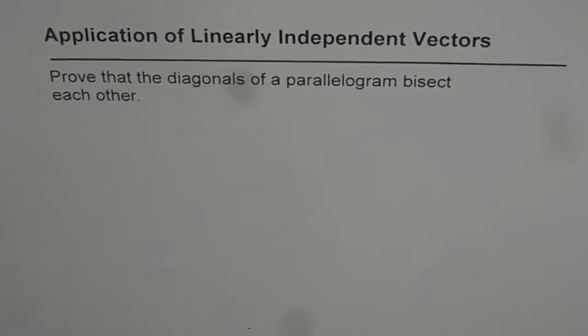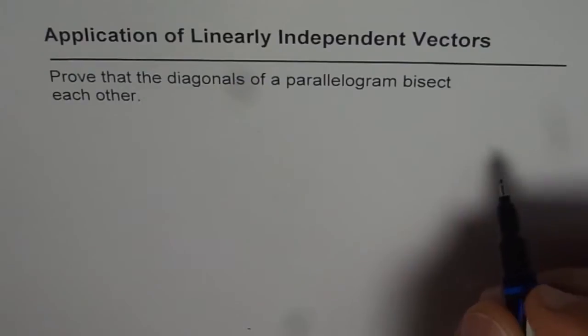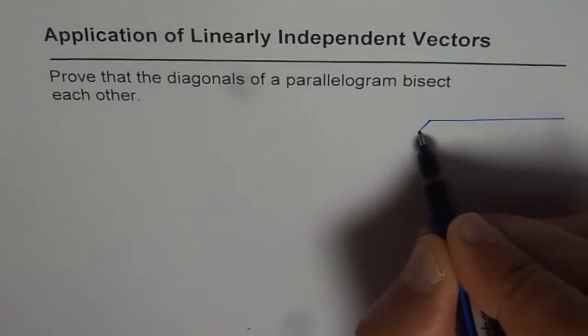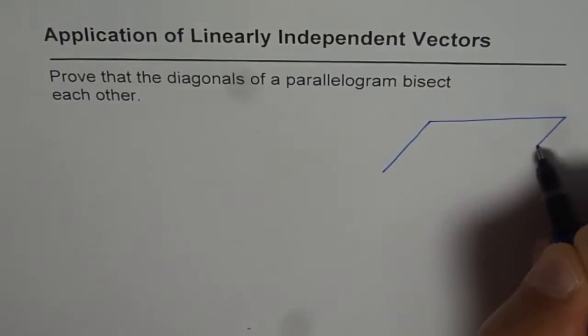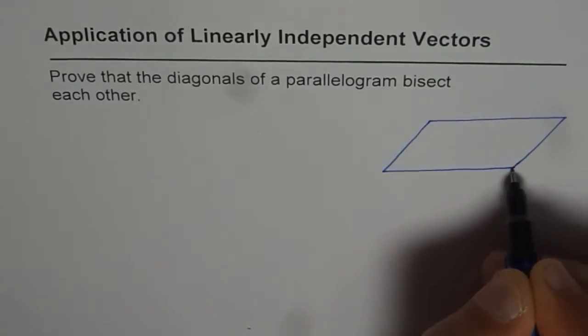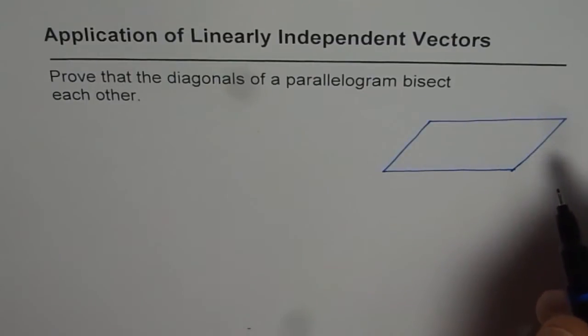Application of linearly independent vectors. Proof that the diagonals of a parallelogram bisect each other. So let's make a parallelogram here. We know the opposite sides are parallel and they are equal. So that is what we know about a parallelogram.